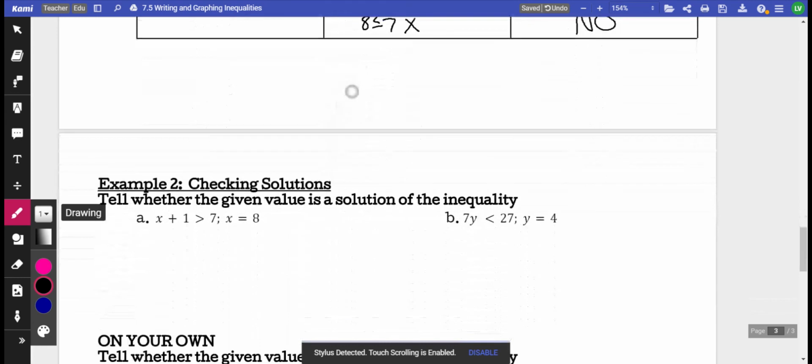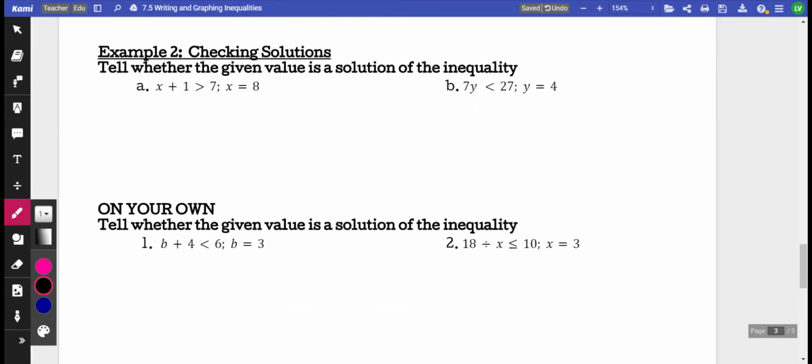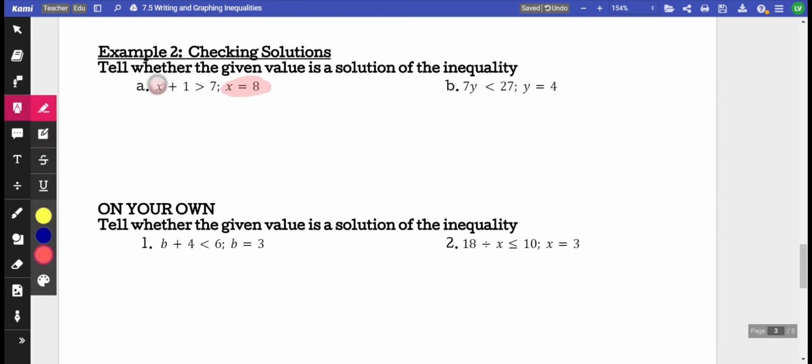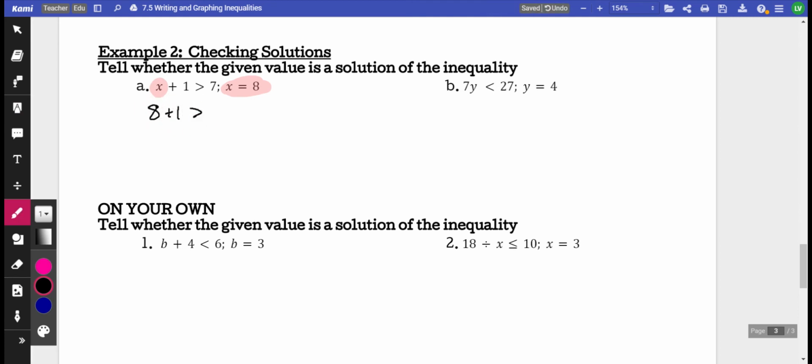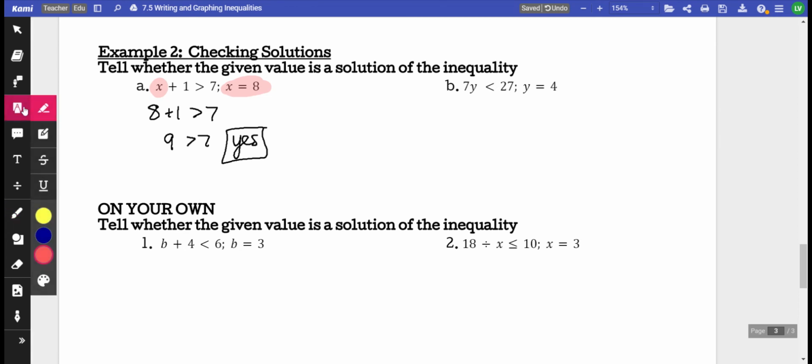All right, example 2, checking solutions. Tell whether the given value is a solution of the inequality. So the inequality x plus 1 is greater than 7, and we have the value of x equals 8. So instead of having my x in the inequality, I'm going to put the number 8. So 8 plus 1 is greater than 7. The left side, 8 plus 1 is 9. Is 9 greater than 7? Yes, 9 is greater than 7. So is that a solution? Yes, it is.